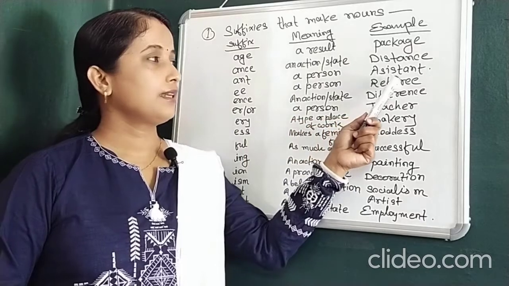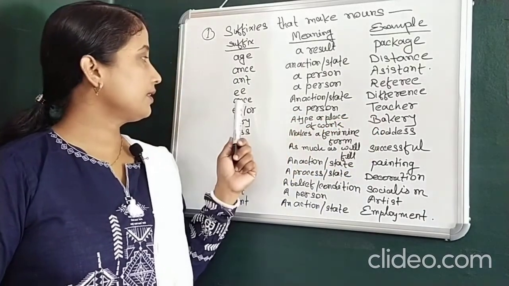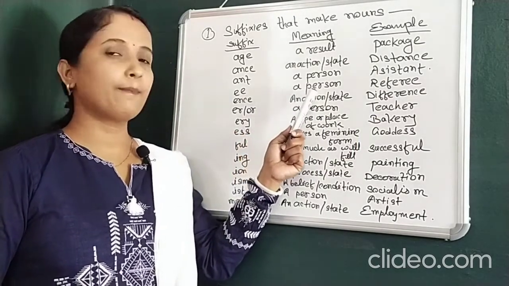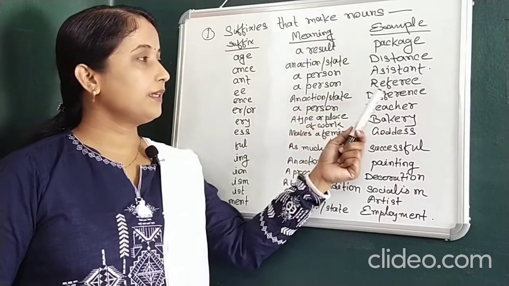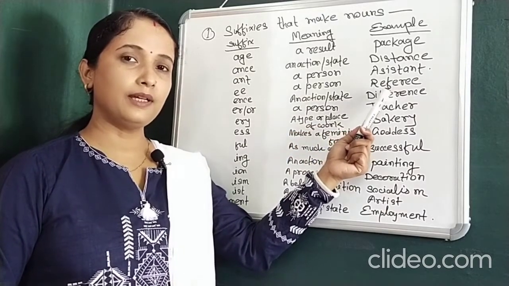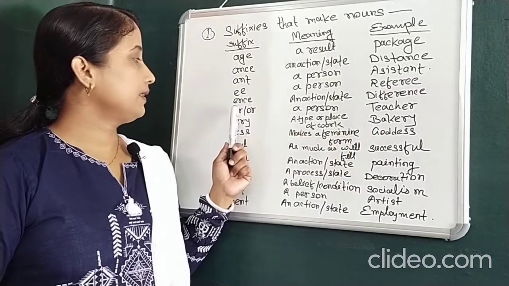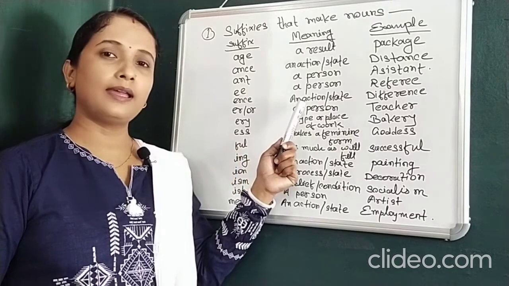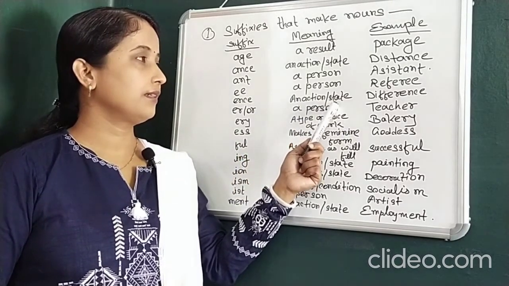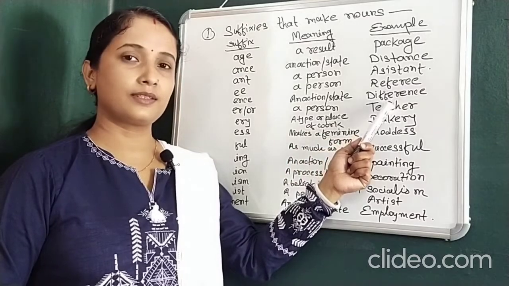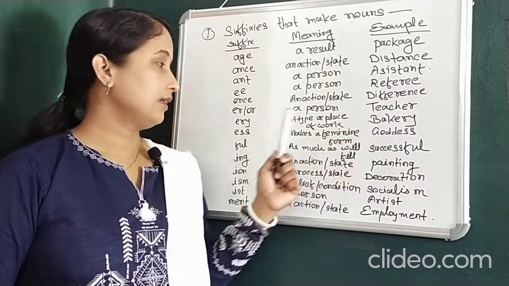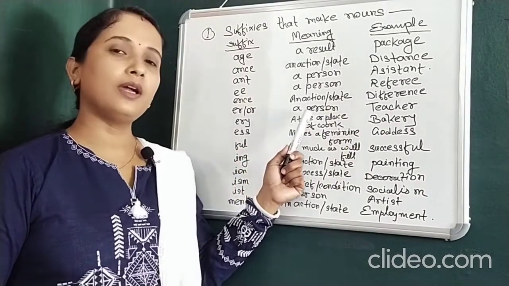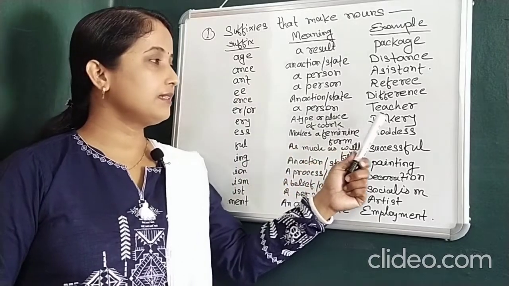An example is assistant. Next suffix is ee. It refers to a person. An example is referee. Next suffix is ence. It refers to an action or state. An example is difference. Next is or. It refers to a person. An example is teacher.